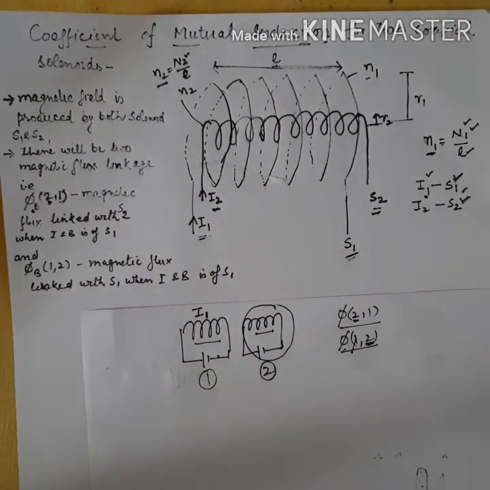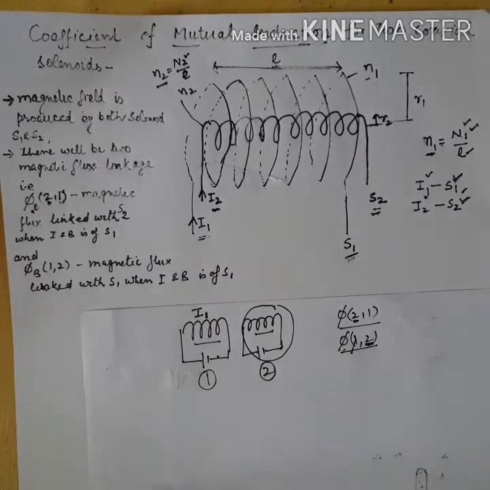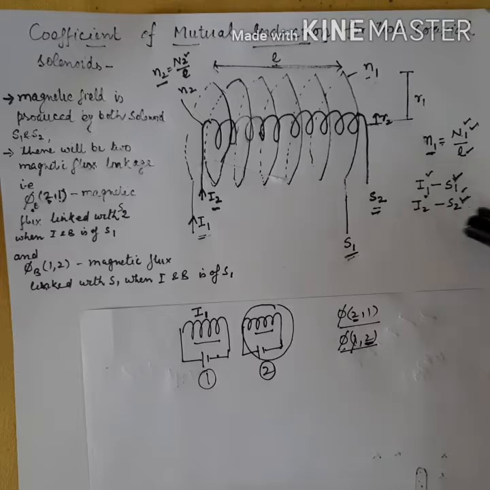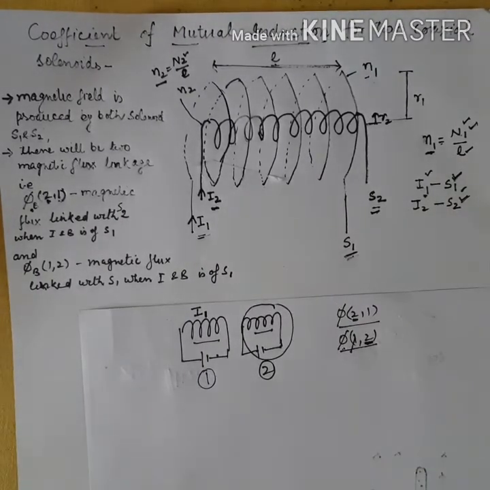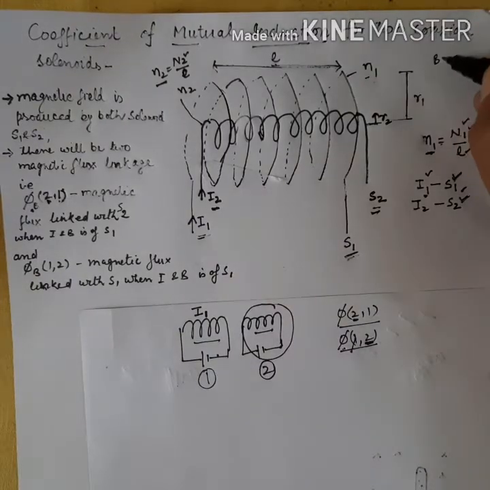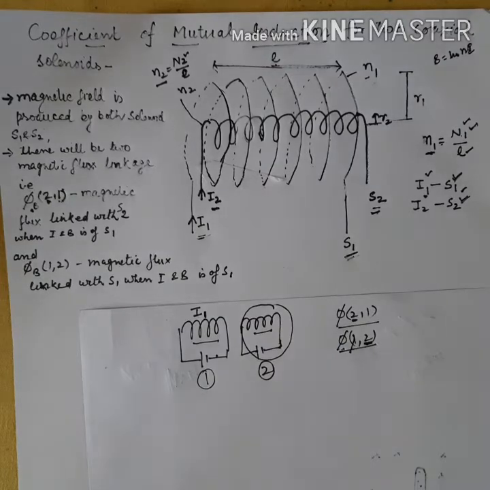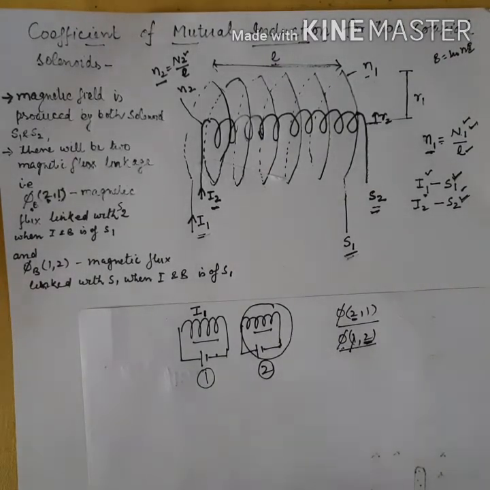Since both solenoids are carrying a current, that is I1 in solenoid S1 and I2 in solenoid S2, both solenoids will produce a magnetic field, given by the formula mu naught N I. Now since both are producing a magnetic field, there will be a magnetic flux linkage of one solenoid with the other. So there will be two magnetic flux linkages.